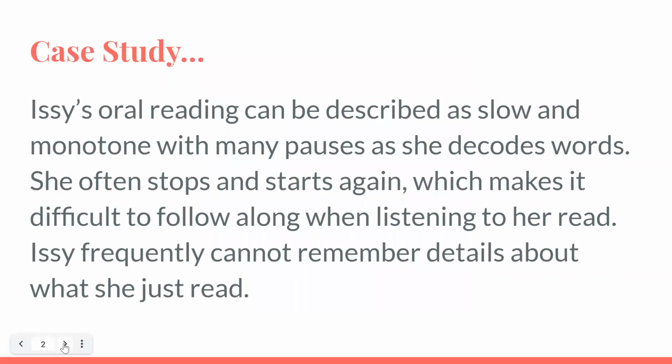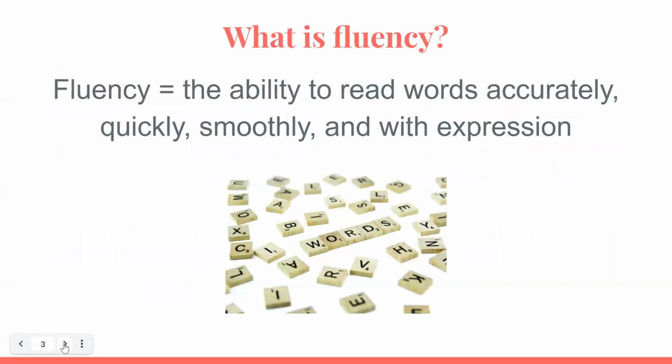You may have a student like Izzy in your class, or you may have had a student like Izzy in your class. Izzy's oral reading can be described as slow and monotone, with many pauses as she decodes words. She often stops and starts again, which makes it difficult to follow along when listening to her read. Izzy frequently cannot remember details about what she just read. So Izzy struggles with fluency.